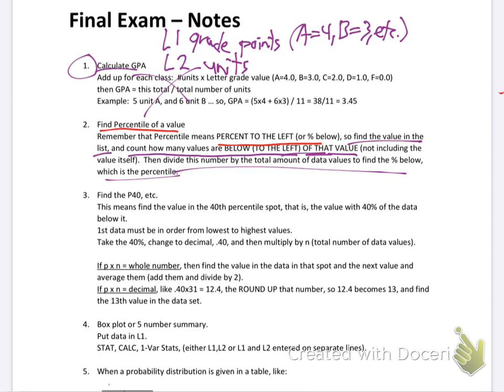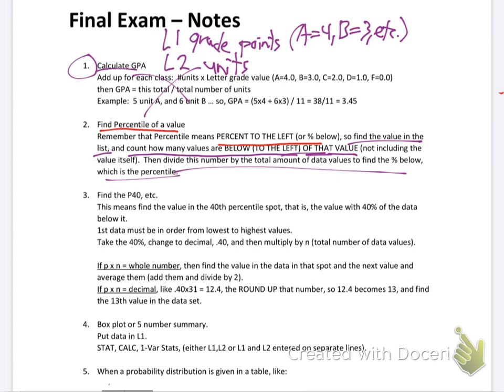This will be easier than making a change to your final exam notes. I need to update that. L1 is the grade points. L2 is the units. And then when you're all done, perhaps I didn't put it there.